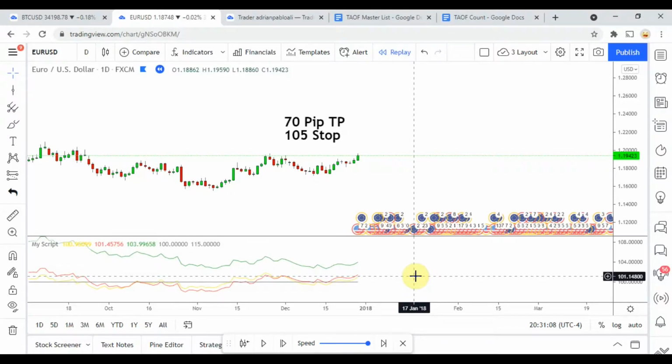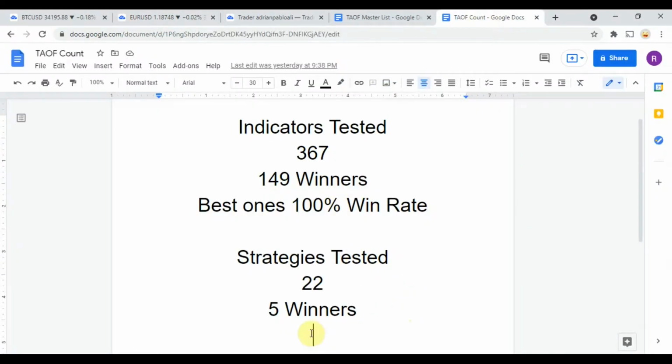Alright, as I said, today we will be testing the index SMA versus close indicator. Before we do though, I wanted to put the testing scoreboard up for everyone to see.